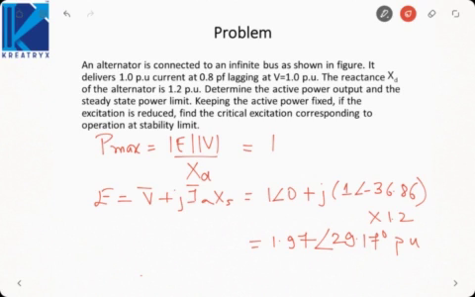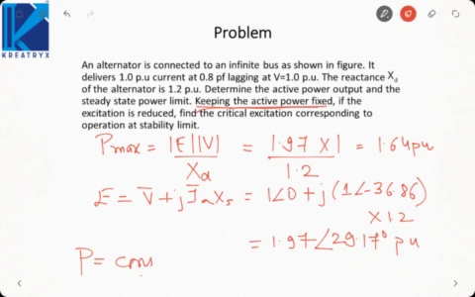What will be P max? 1.97 into 1 divided by 1.2. So how much will this value come out to be? 1.64 pu. Now this is my steady state power limit or active power limit. In the next part it is asking, keeping the active power output fixed, that is P is constant, if excitation is reduced, we need to find the critical excitation corresponding to operation at stability limit.